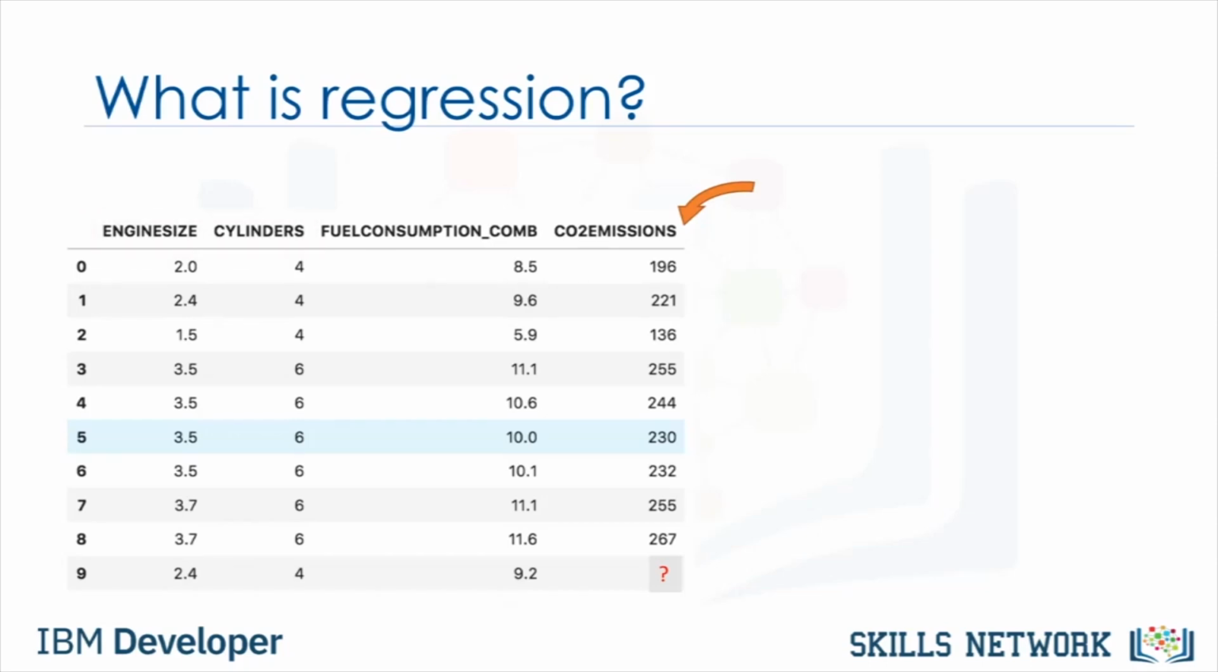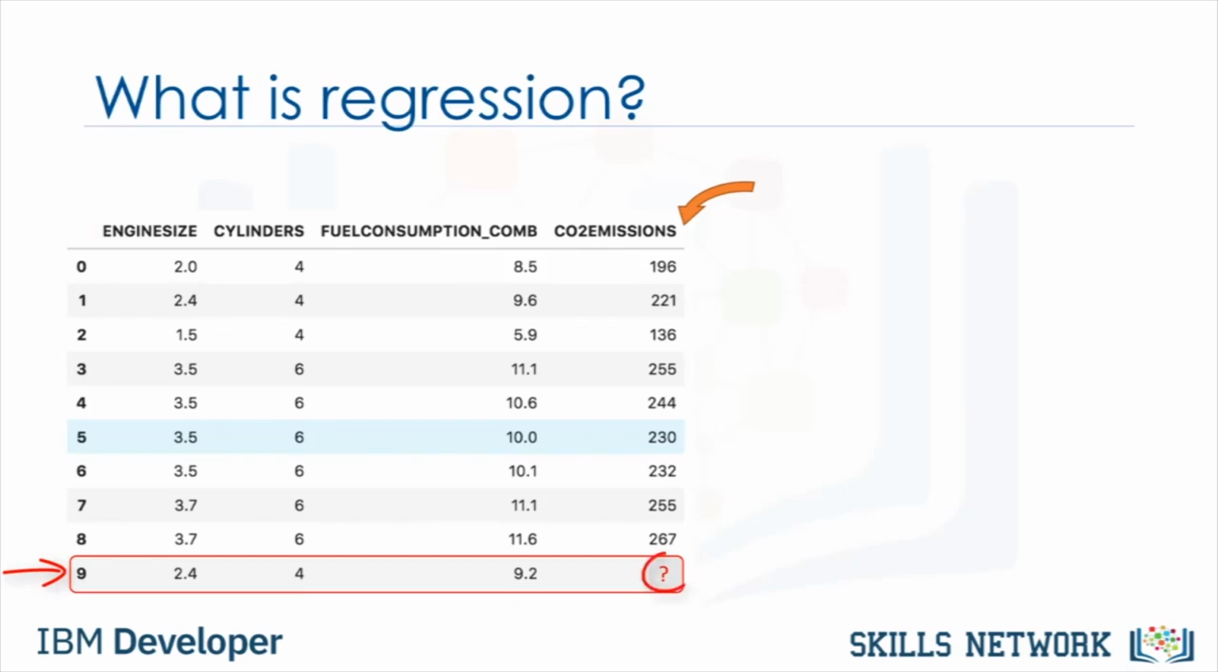Let's assume we have some historical data from different cars, and assume that a car, such as in row 9, has not been manufactured yet, but we're interested in estimating its approximate CO2 emission after production.